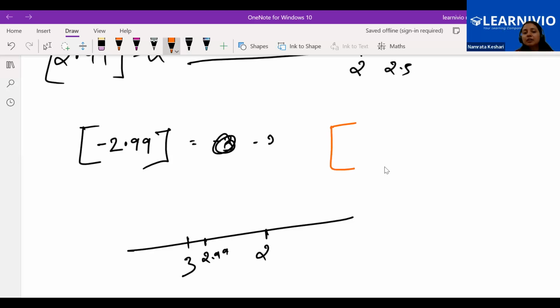Alina, are you getting it? Suppose I have taken minus 2.1. Now, what will be the result? Can you tell me, Alina? Yes, Alina? No, the nearest integer which will be smaller than minus 2.1.